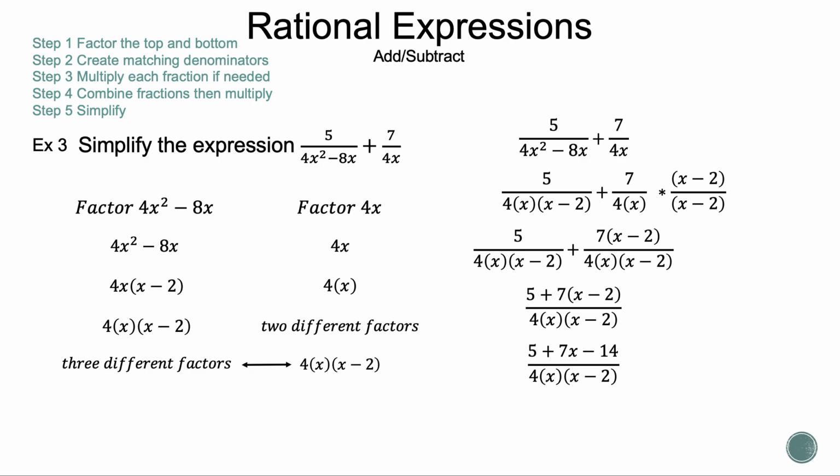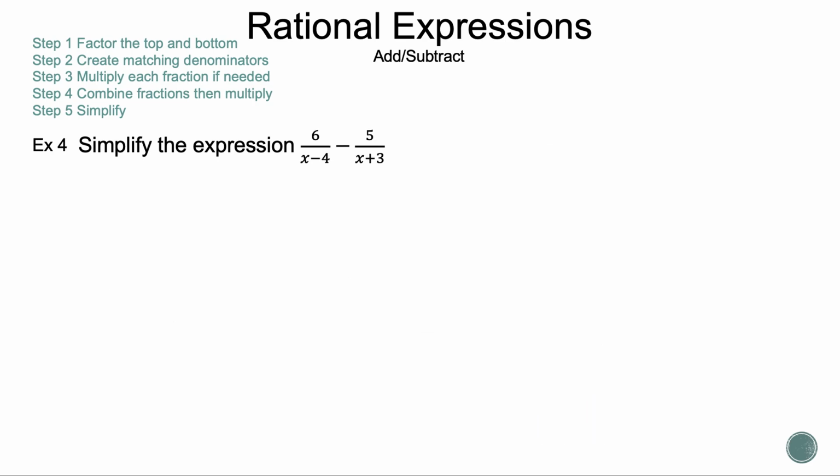And 7 times x is 7x, and 7 times minus 2 is minus 14. Now, let's combine like terms, and 5 minus 14 is minus 9. So now we have 7x minus 9 all over 4x times the quantity of x minus 2. That is example 3. Let's move on to example 4.